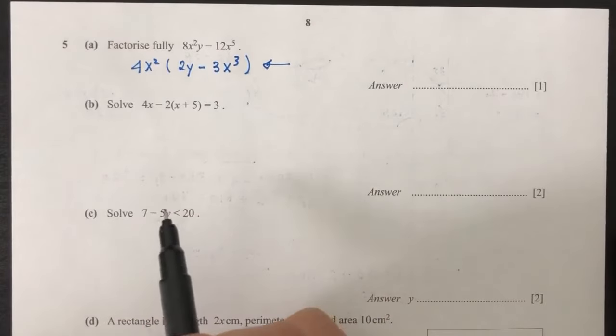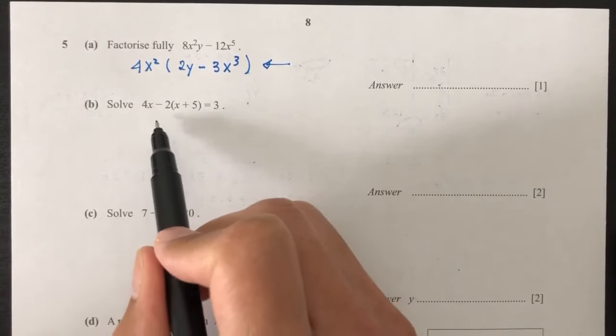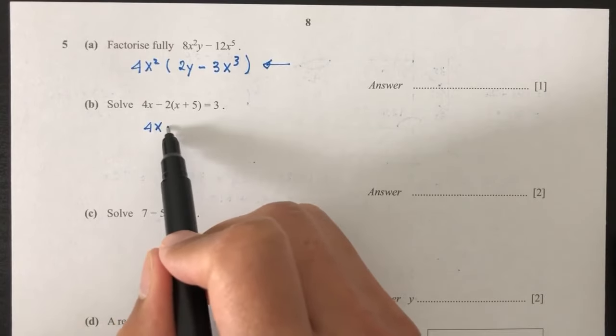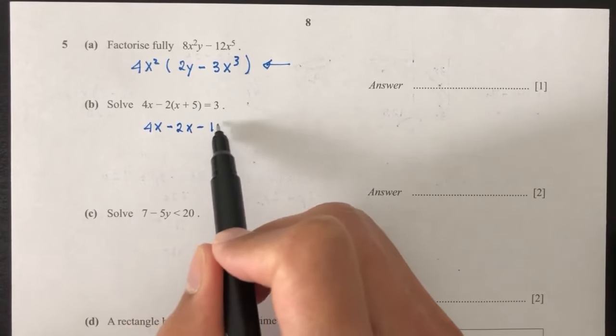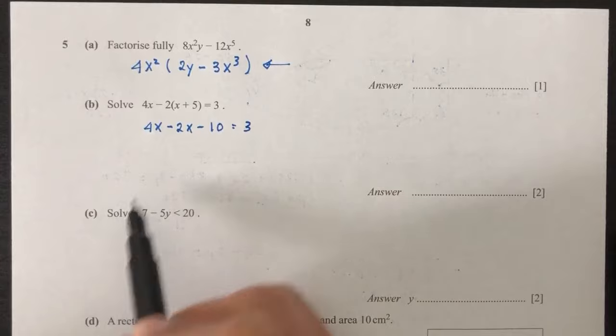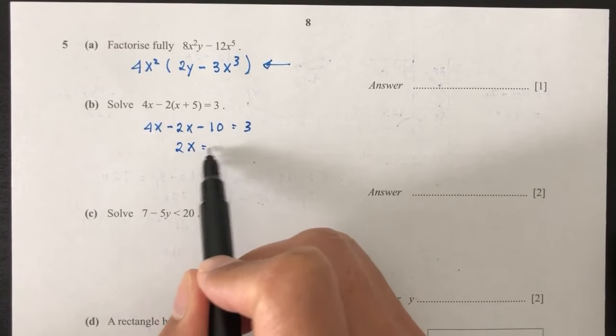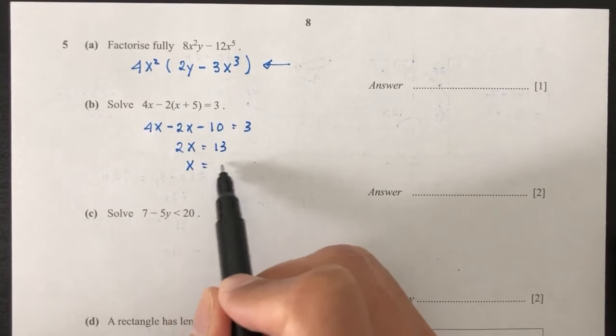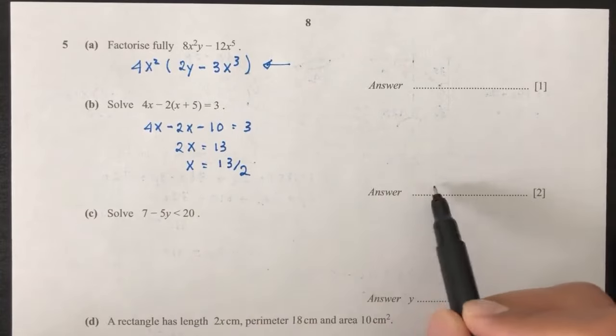And this one, let's solve this, find the value of x. So we first have to expand the bracket. Minus 10 equal to 3. This becomes 2x equal to 13. x becomes 13/2.